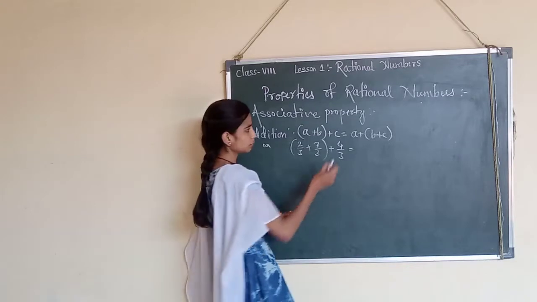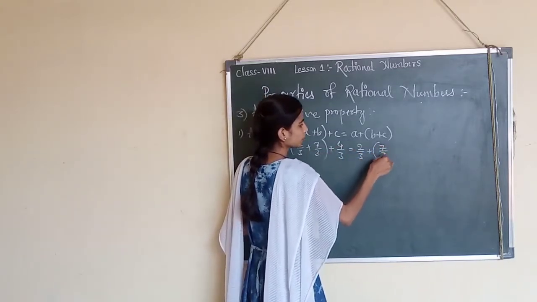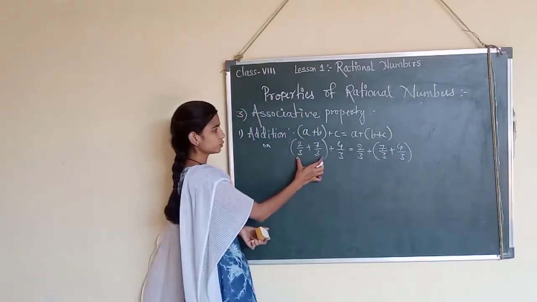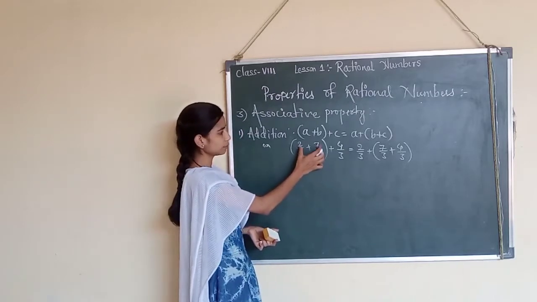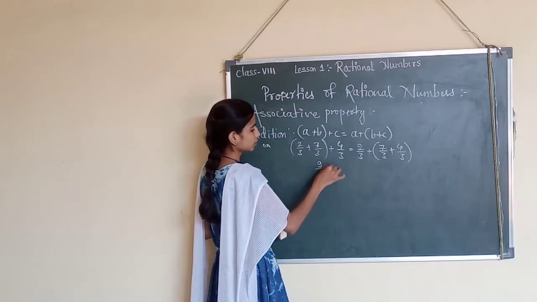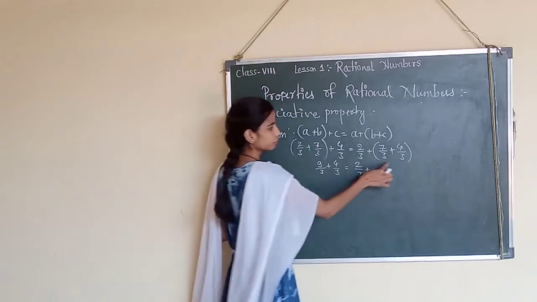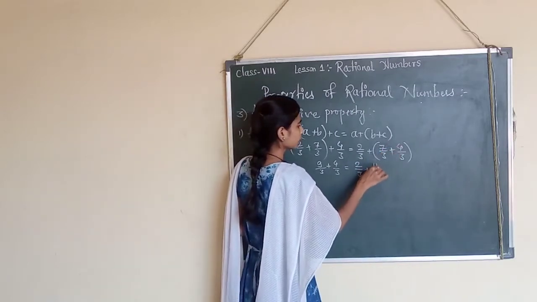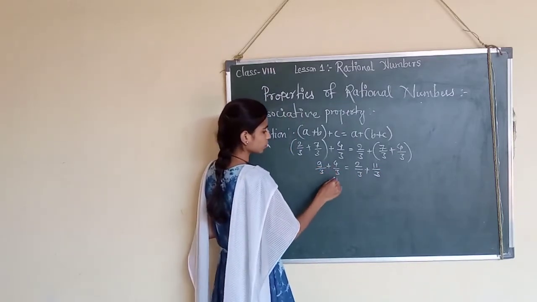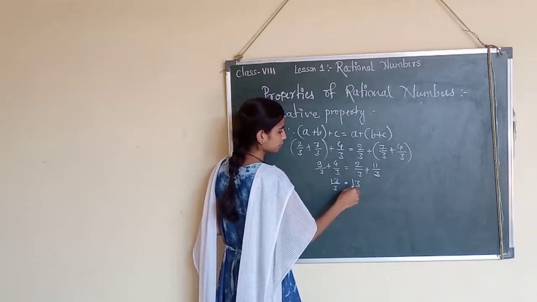If we rearrange them, then 2/3 plus, in bracket, instead of b 7/3 and instead of c 4/3. Now first we'll solve this bracket. If the denominators are the same, the numerators we can add directly. 7 plus 2 is 9/3 plus 4/3. 2/3 plus, now first we'll solve this bracket, 7 plus 4 is 11/3. Now we can solve LHS. 9 plus 4 is what? 13/3 is equal to 13/3.